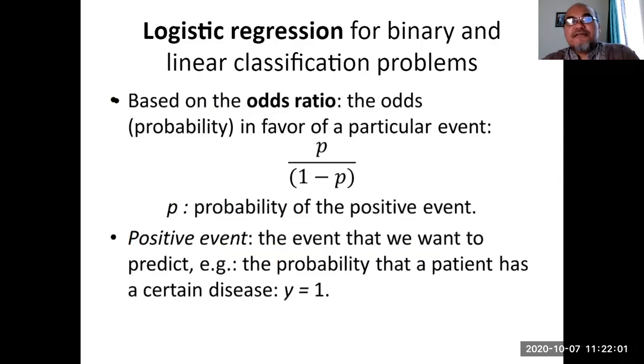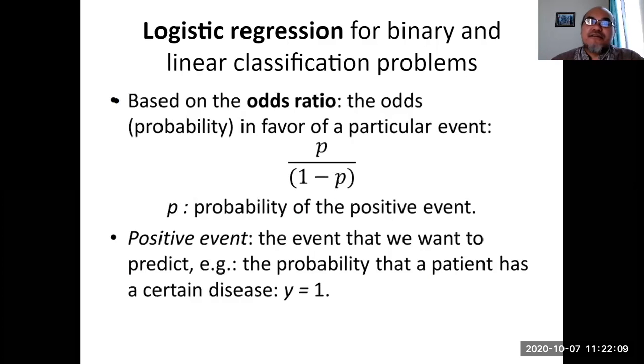Now what is the difference? This is based on the odds ratio, the probability ratio in favor of a particular event. P here is the probability of the positive event. So if we classify 2 different classes, it is the ratio of the probability of that positive event compared to the other, non-positive event. So the odds are P divided by 1 minus P.